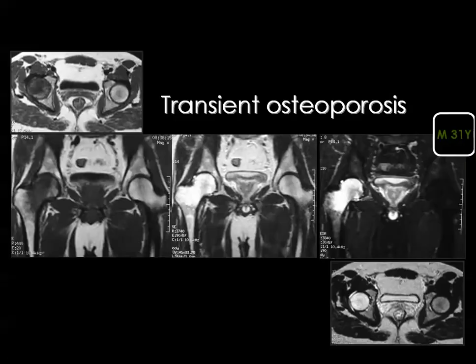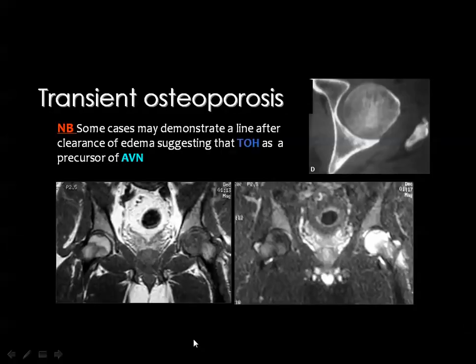This is migratory osteoporosis by MRI: T1, T2, STIR, axial T1, axial T2. Of course, the coronal images are more reliable to appreciate the extent of the disease, but also you can feel the abnormality in the femoral head in the axial image compared to the normal side on the left.